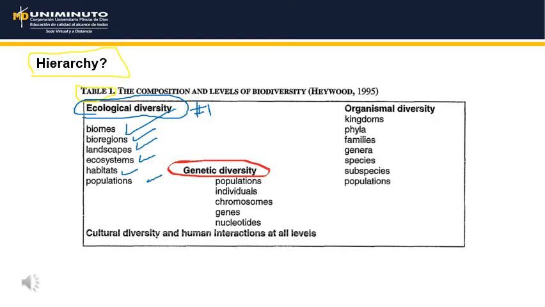Second, genetic diversity, which includes the components of the genetic code of each organism. Examples: populations, individuals, chromosomes, genes, nucleotides. Finally, the diversity of species, or organismal diversity, which are living beings with common characteristics. Examples: kingdoms, phylum, families, genera, species, subspecies, and populations.